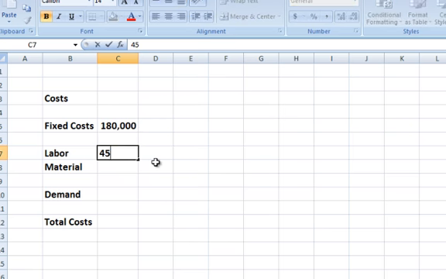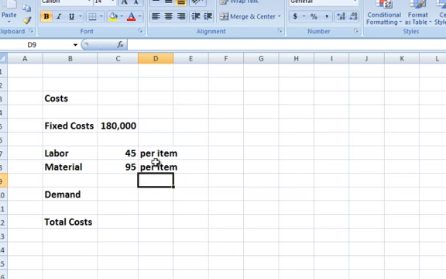Labor, we'll just type in actually it's the mean of the normal distribution of $45 per item. And material, which had a discrete distribution, will be a particular value here, could be $95 per item. Demand, I don't know yet, so I'm going to put in the number 500,000 just to have something so that we can determine total cost.